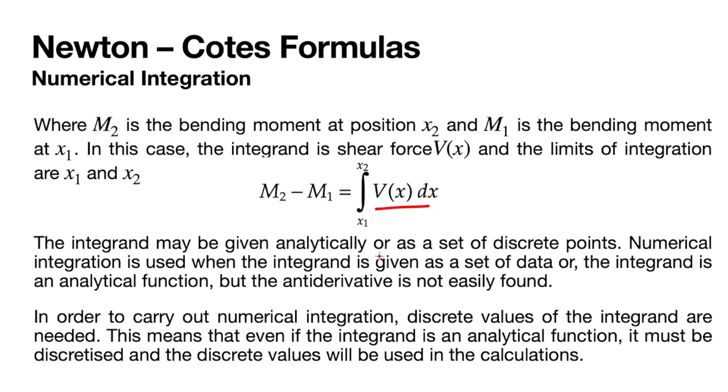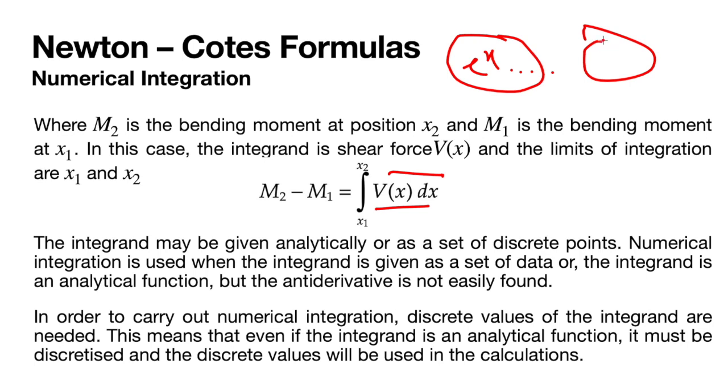The integrand may be given analytically or as a set of discrete points. The integrand could be a function value. For example, as in differentiation, there could be different functions, e raised to power x, cos x, sin x, or whatever function we have. This could be a complex function, or it could be some data points. At different points we have the values and we don't know the function yet.